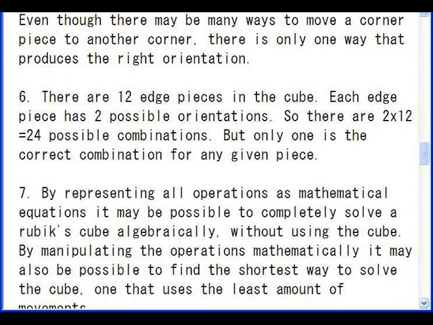There are 12 edge pieces in the cube. Each edge piece has 2 possible orientations, so there are 2 times 12 or 24 possible combinations, but only one is the correct combination for any given piece. By representing all operations as mathematical equations, it may be possible to completely solve a Rubik's Cube algebraically without using the cube. By manipulating the operations mathematically, it may also be possible to find the shortest way to solve the cube, one that uses the least amount of movements.